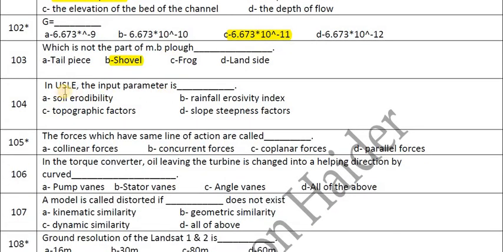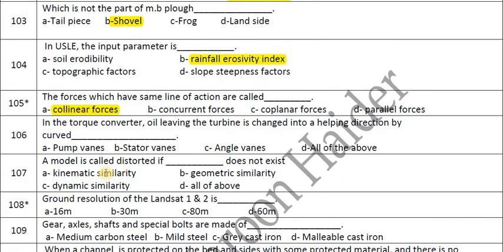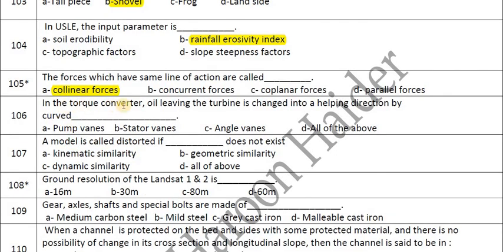In the universal soil loss equation, the input parameter is rainfall erosivity index. The forces which have the same line of action are called collinear forces. In the torque converter, oil leaving the turbine is changed into a helping direction by curved stator vanes. A model is called distorted if geometric similarity does not exist.